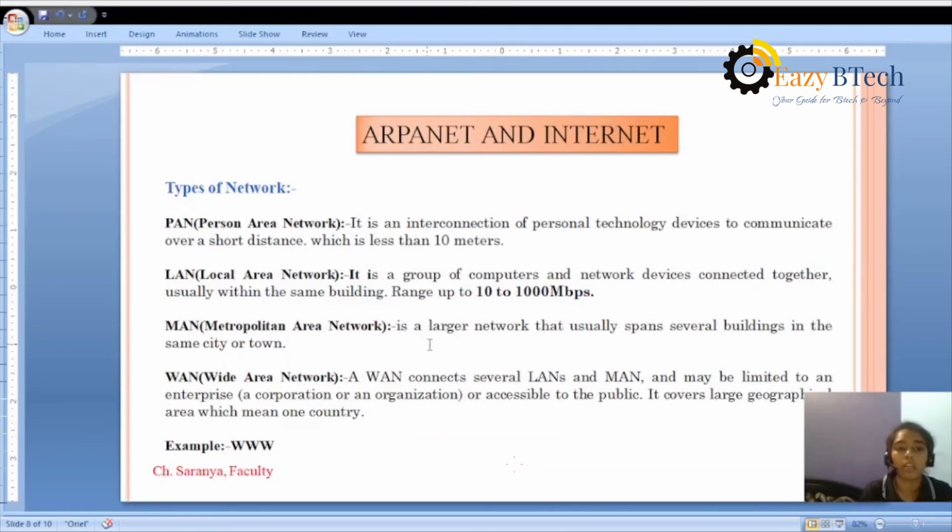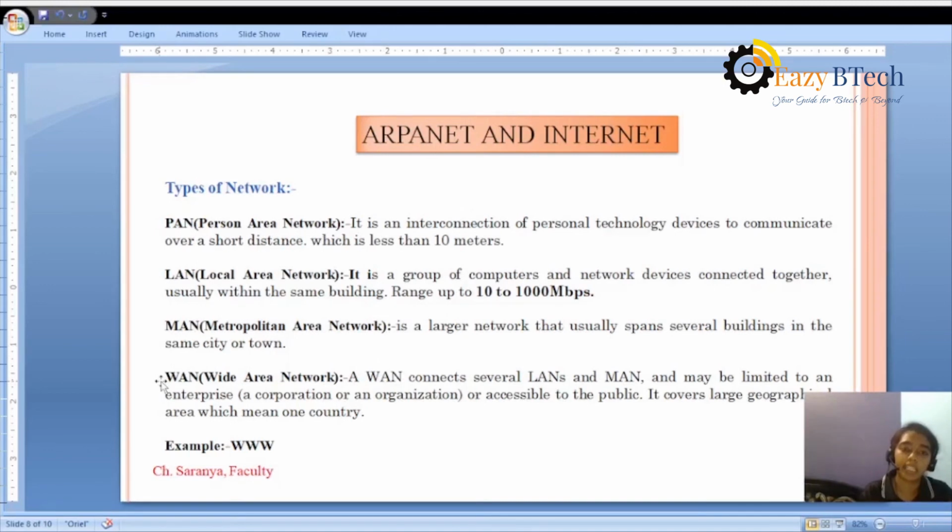Wide area network is nothing but several LANs and MANs. I already said WAN is a combination of LANs and MANs. It may be limited to an enterprise or accessible to the public. It covers a large geographical area, which means one country. Example, World Wide Web. These are the different types of networks we have. The WAN is nothing but what we can call the internet.